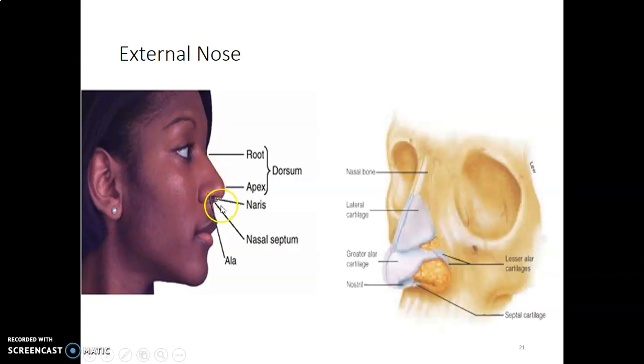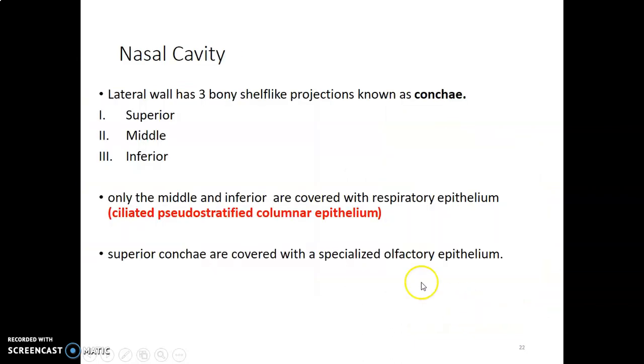So that's just to show you the nares, the apex, the root, those are some parts of the nose, and these are the bones. So nasal bone here, okay. Then you have the frontal bone, maxilla, so they all contribute.